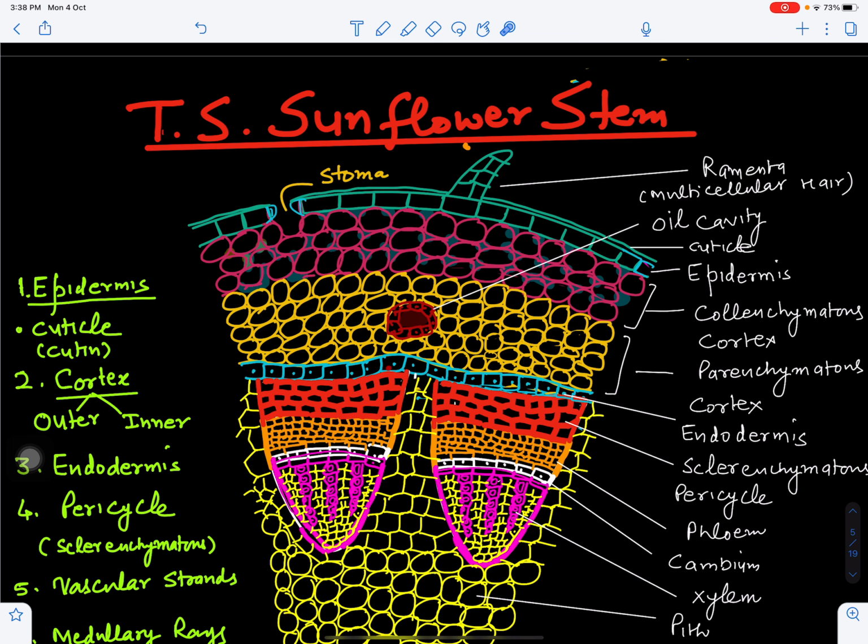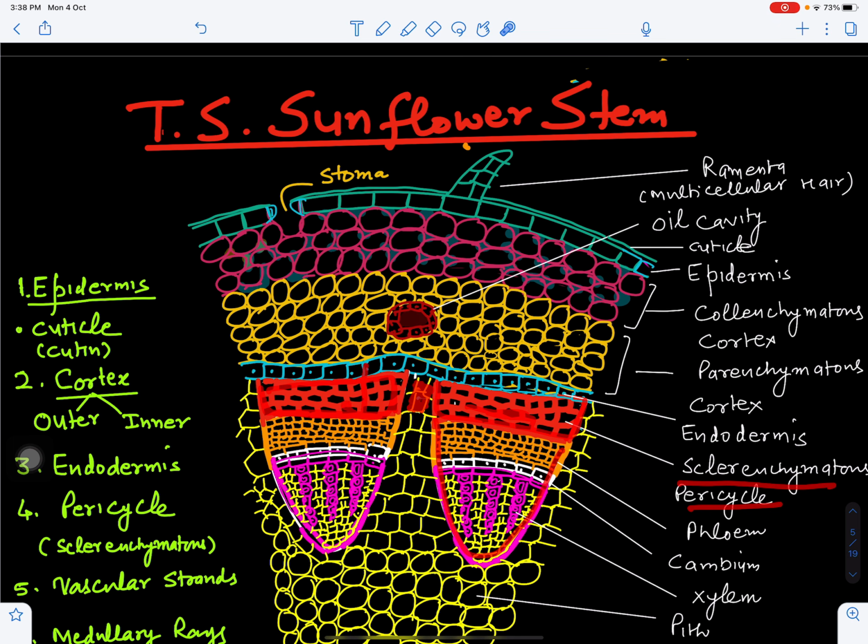Now inner to endodermis is pericycle. Now this zone, which is shown with the red color, is quite thick walled. Now this is present above the vascular bundle. So this is called as sclerenchymatous pericycle. And this zone, which is falling between the vascular bundle, this is called as parenchymatous pericycle.